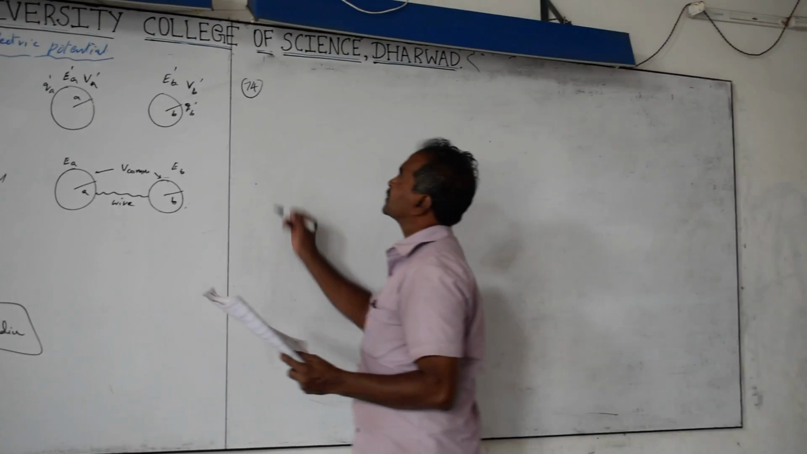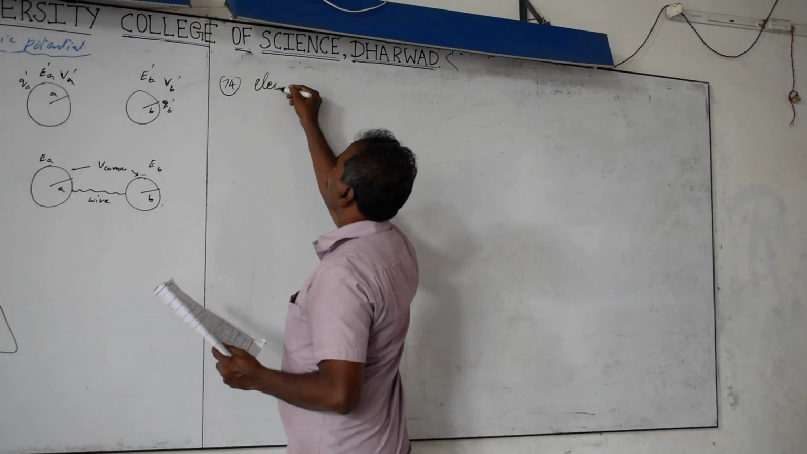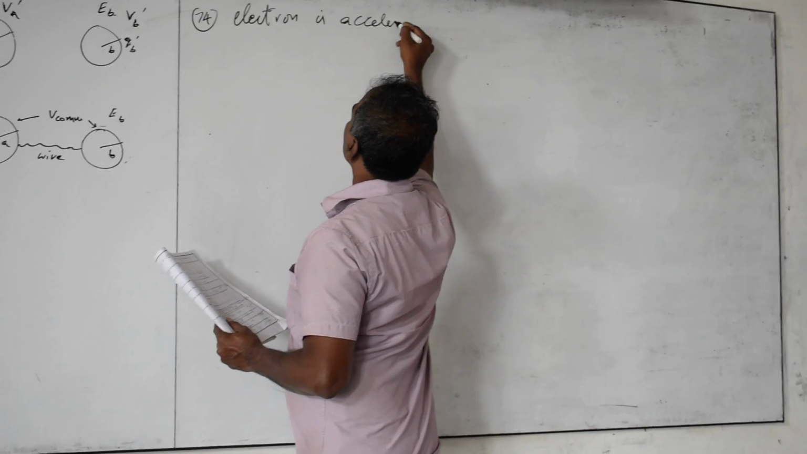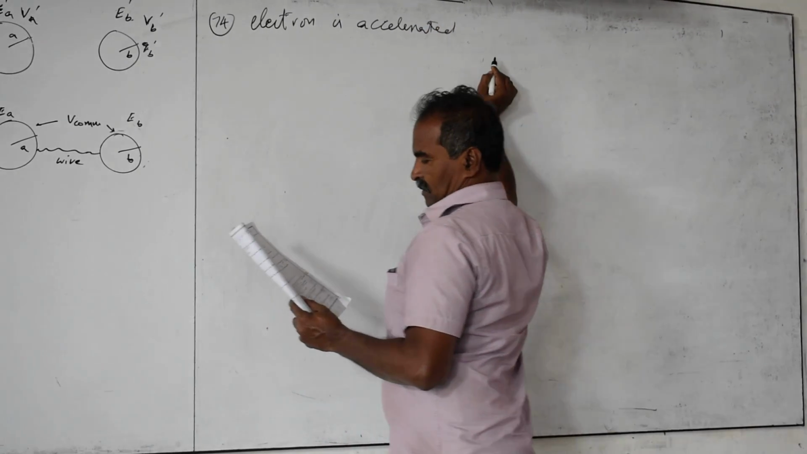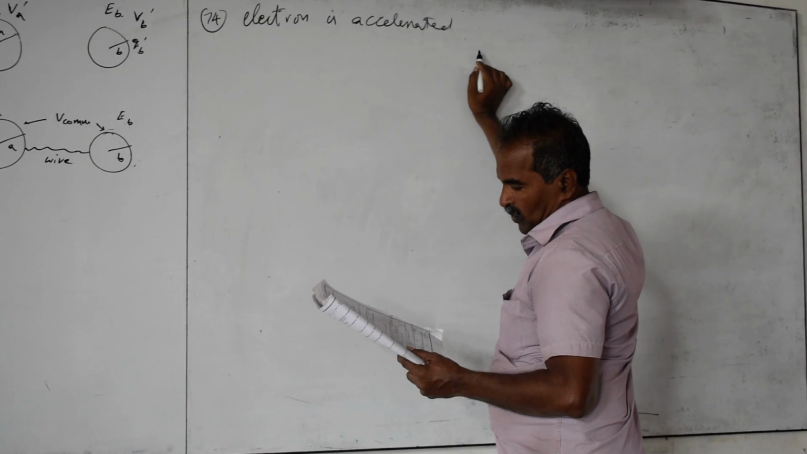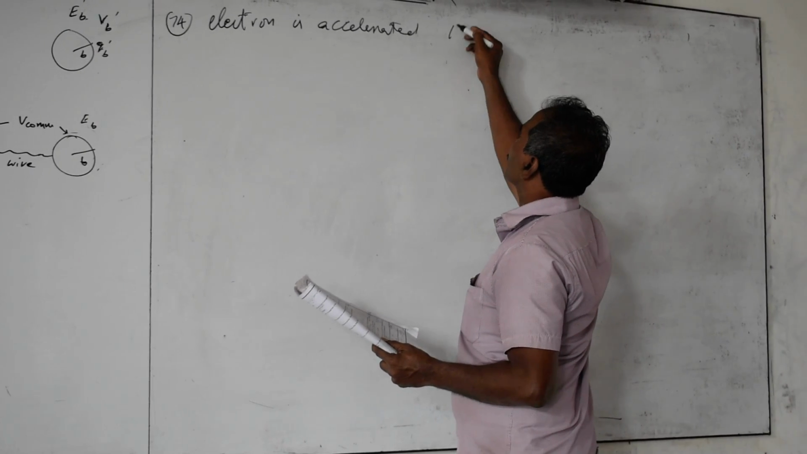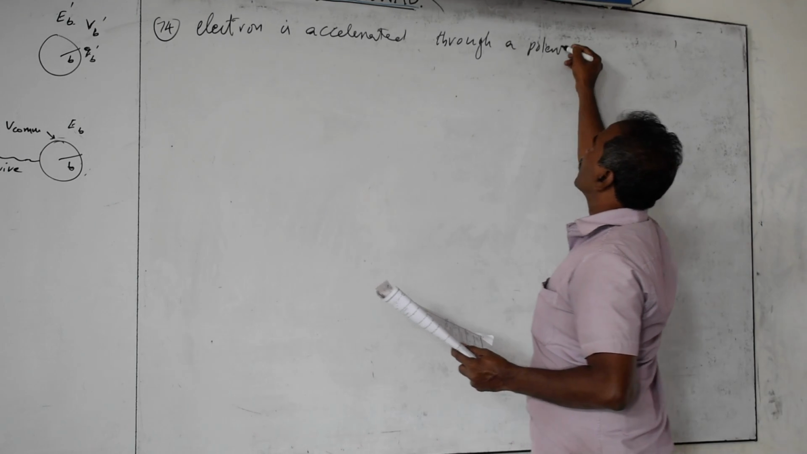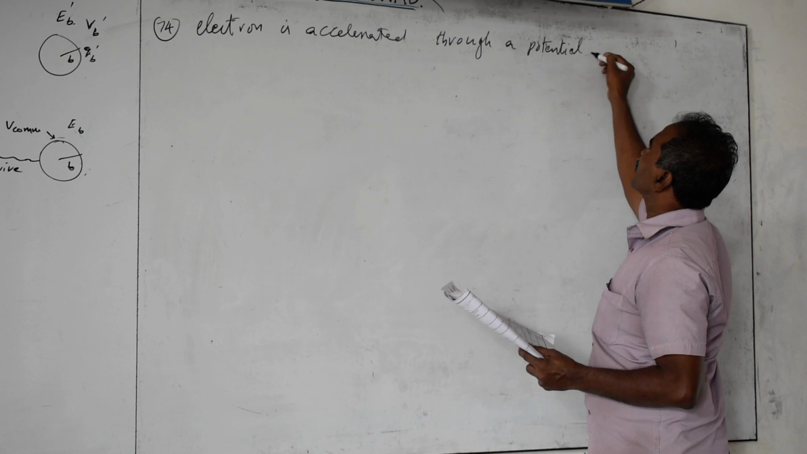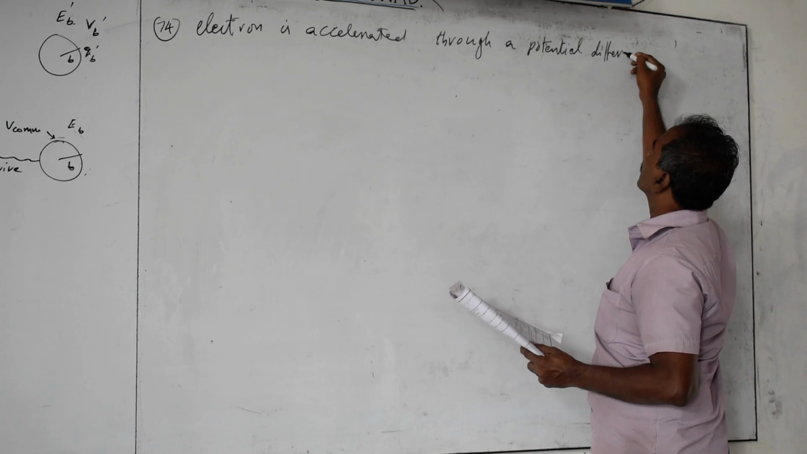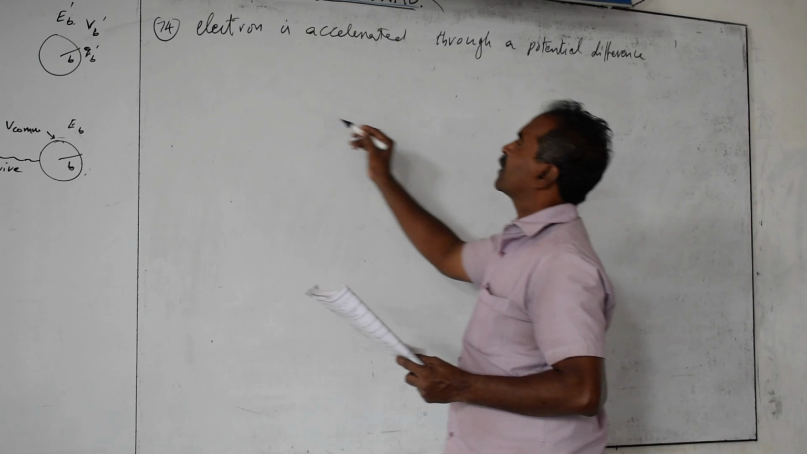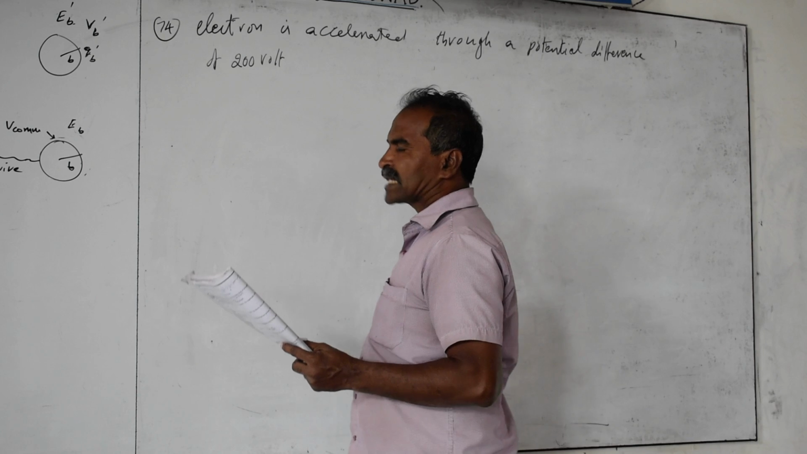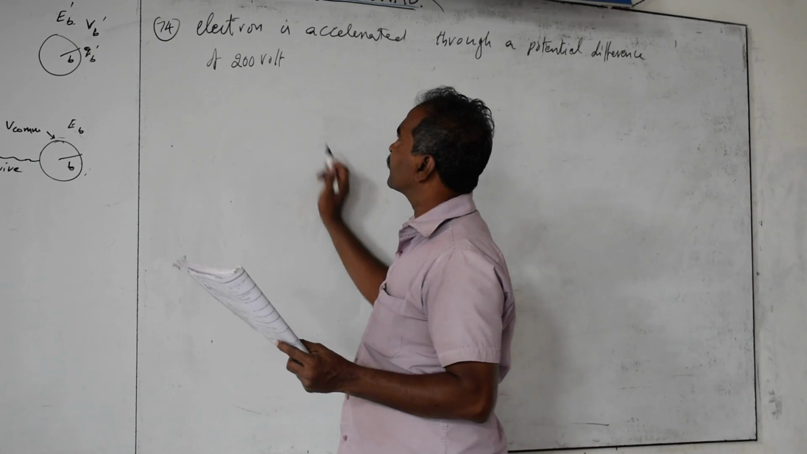An electron is accelerated through a potential difference of 200 volts.